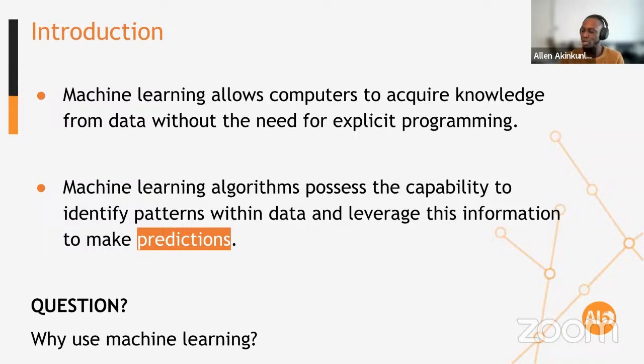So traditional programming, if you want to do anything with computers, you need a programming language, you write code, you need to instruct the computer on what exactly to do and what to follow. It's different from machine learning. You basically just give it a bunch of data and it figures out how to identify patterns from the data you have, and then use that to make predictions, right? That is simply what machine learning is, right?